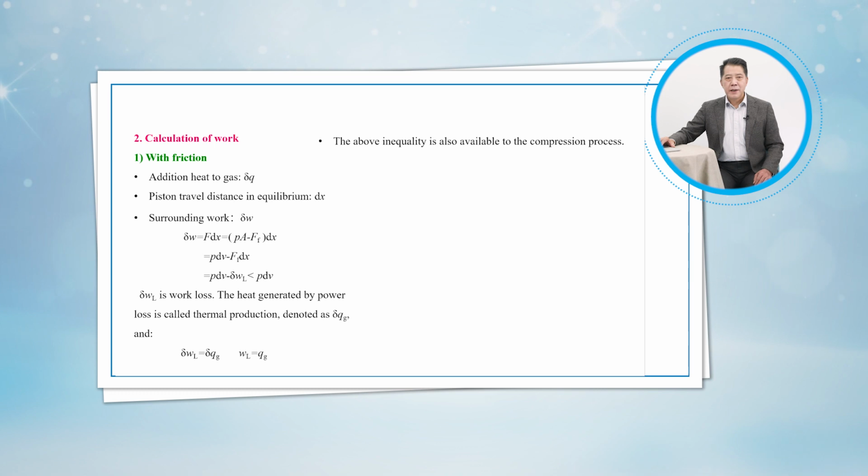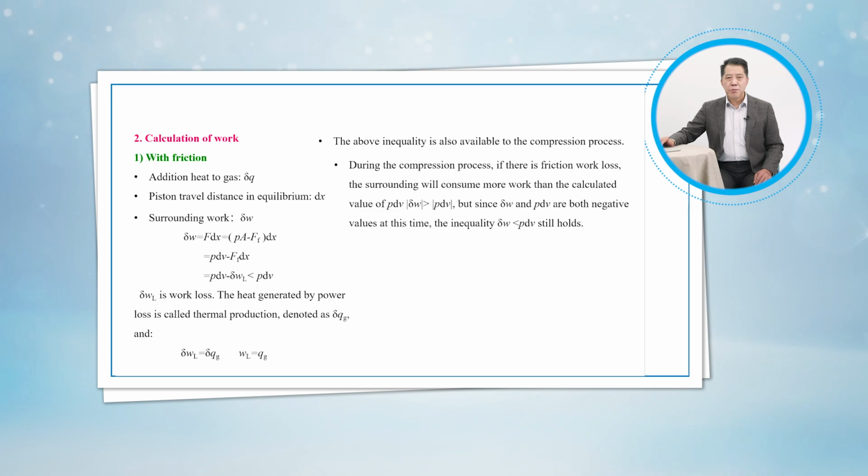The equality is also available to the compression process. During the compression process, if there is friction work loss, the surrounding will consume more work than the calculated value. But since delta W and PdV are both negative values at this time, the equality still holds.